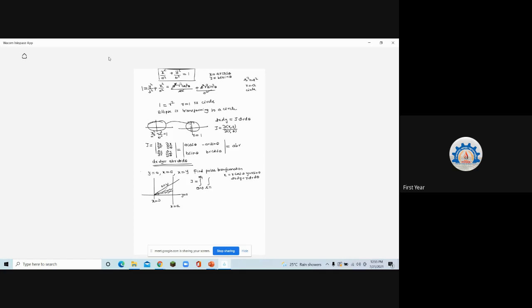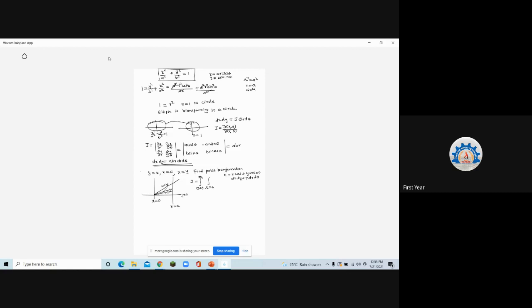What are the limits of r? The lower limit is easy. Where is this sector resting at the bottom? At 0, na? So 0. The sector is starting from 0. So r is 0.